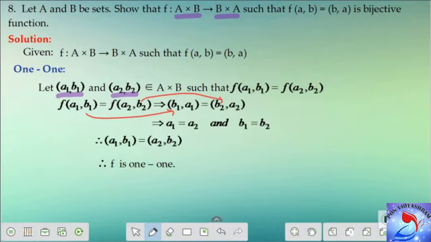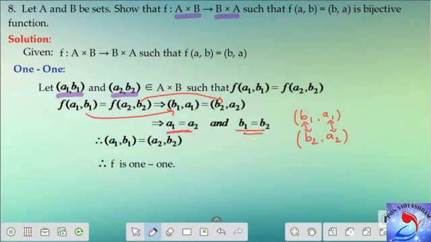Now we see that there are two ordered pairs which are equal. That is (B1, A1) is equal to (B2, A2). When we say these two ordered pairs are equal, it means B1 should be equal to B2 and A1 should be equal to A2. Only then you can call these two ordered pairs equal. So this tells us that A1 equal to A2 and B1 is equal to B2.